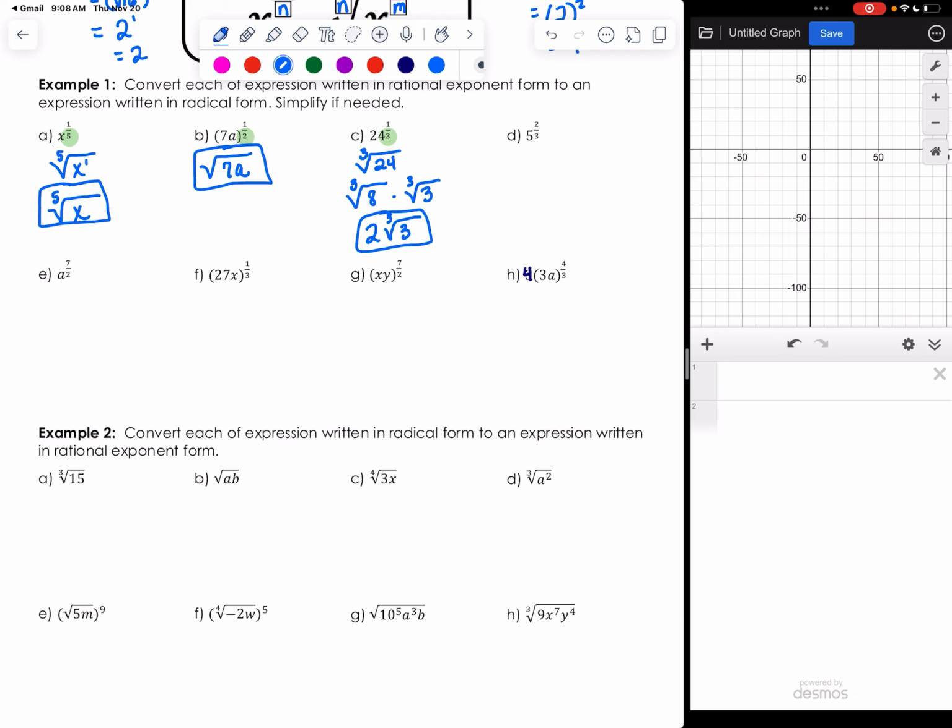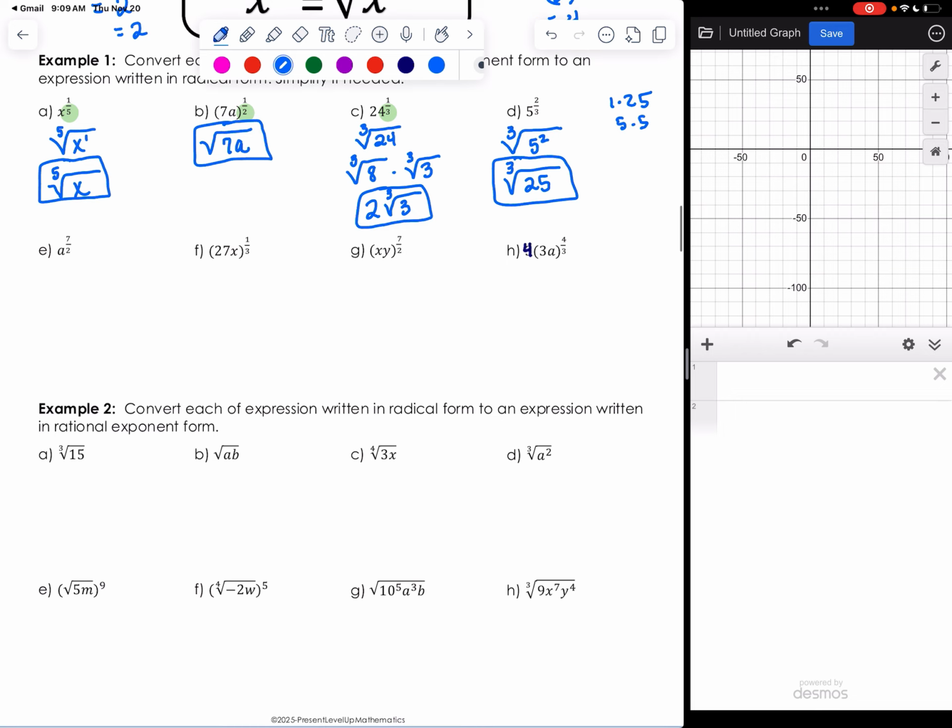All right, pause the video and try problem D on your own. All right, welcome back. Hopefully you used a cube root to simplify this. So this would be the cube root of 5 to the 2 power, which could also be written as the cube root of 25. Now, we cannot break 25 down because the factors of 25 are 1 and 25 or 5 times 5. None of those numbers are perfect cubes, so let's just leave it right there, cube root of 25.